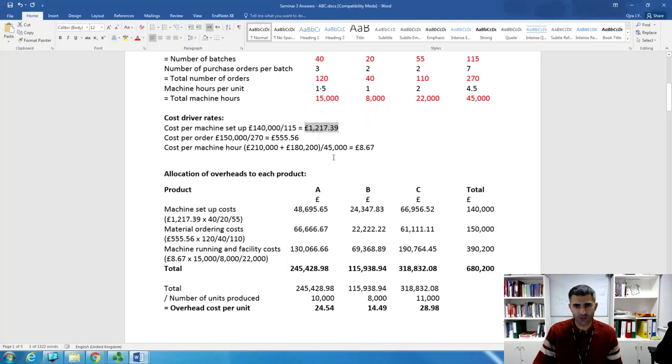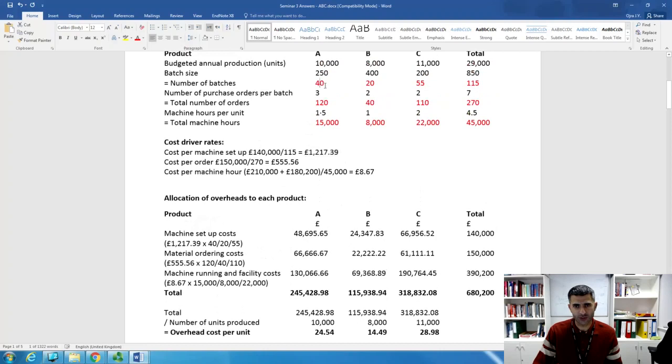So this is the 1,217. You multiply it by what? You multiply it by the number of batches for A, and the number of batches for A is 40, isn't it? So 1,217.39 times 40 equals this, 1,217.39 times this equals this, and 1,217.39 times 55, that comes with C. Of course, if you add them all together, that comes with 140,000, the cost of the machine setup.